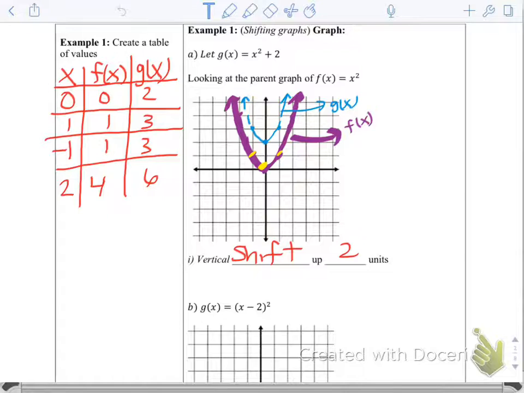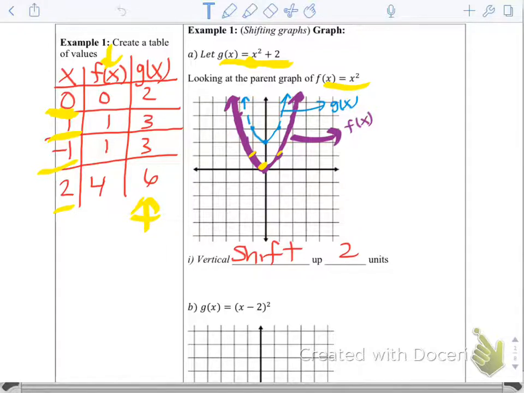So we're going to make a table now. We know our parent graph, which is f of x equals x squared, but our new graph is x squared plus 2. So its parent is x squared, but we add 2 to it. If we take some x values, and I just picked some simple ones, like 0, 1, negative 1, 2, and maybe 3 or 4, you can get a nice shape of your graph. If we're looking at the parent graph, those are the output values. And if we're looking at the new graph, g of x, when x is 0, g of x is going to be 2, because remember, g of x is x squared plus 2.